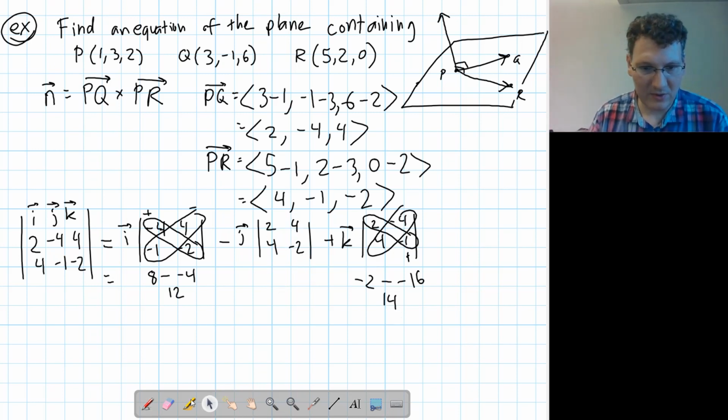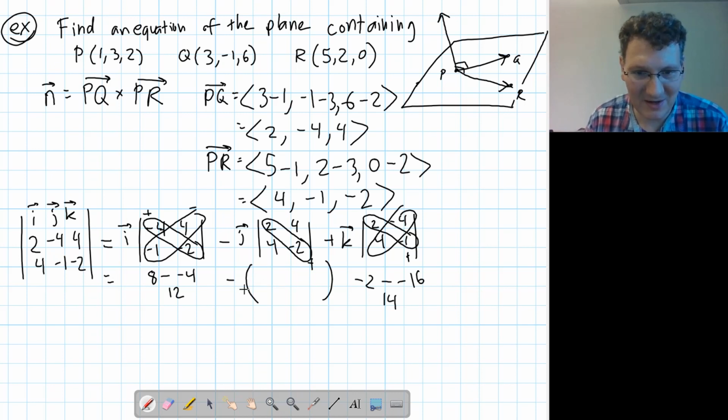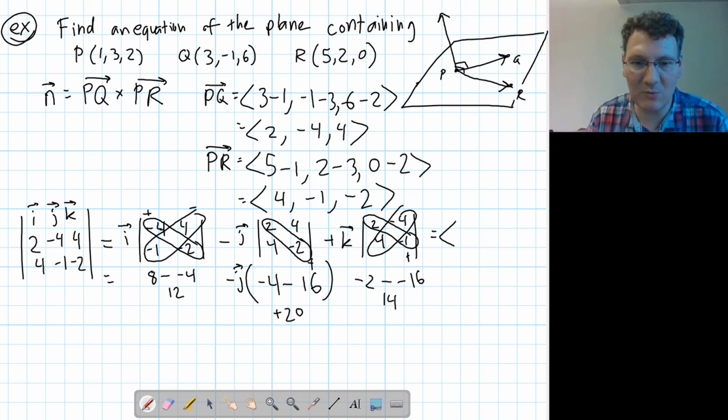So I just realized I made a little mistake. I put a negative sign in right here, which it is not negative, so I have to redo this a little bit. So notice what we have. We have 2, we have minus 2. So this is 2 times minus 2. I have to remember there's this minus right here. It's minus j times. We have 2 times minus 2 is minus 4, and 4 times 4 is 16, minus 16. But this is minus a minus 16, or minus a minus 20. So it comes out to be plus 20. So this normal vector should be 12, 20, 14. Okay, so there's my normal vector.